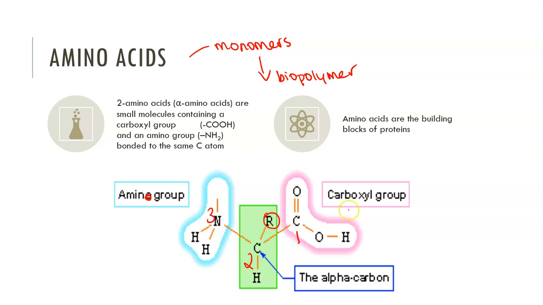So every amino acid has a carboxyl and an amino. It is an alpha amino acid containing the carboxyl and the NH2 bonded to the same central atom. So these two are bonded to the same central atom. It is not an alpha amino acid if the carboxyl and the amino are not bonded to carbon 2.